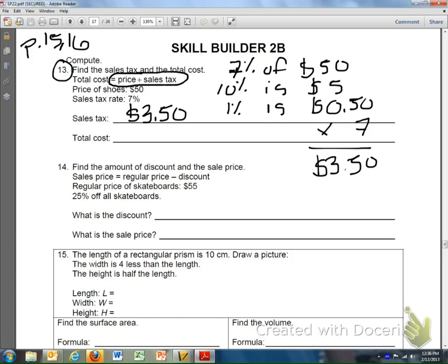The total cost then would be your $50 for the pair of shoes plus $3.50 for the tax. That gives you a grand total of $53.50. So use that as your example to complete the rest of this page. Pause the video to continue copying that out. Otherwise, the video will play on to help you with the problem on page number 16.